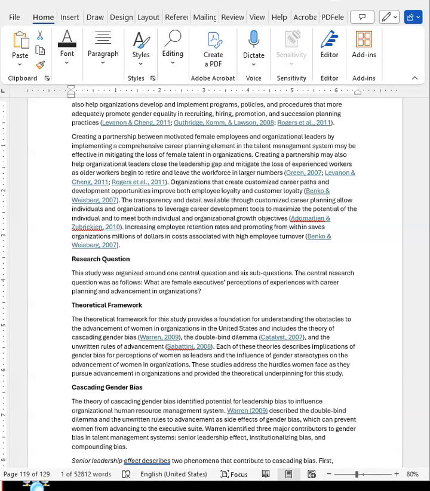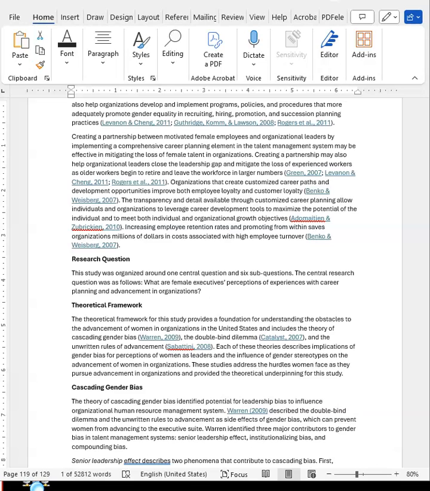Research question. This study was organized around one central question and 6 sub-questions. The central research question was as follows. What are female executives' perceptions of experiences with career planning and advancement in organizations?